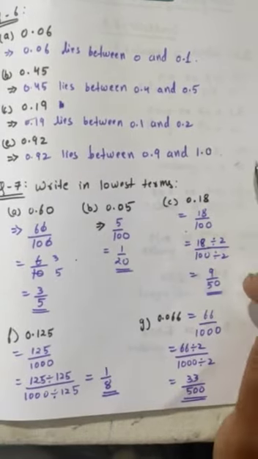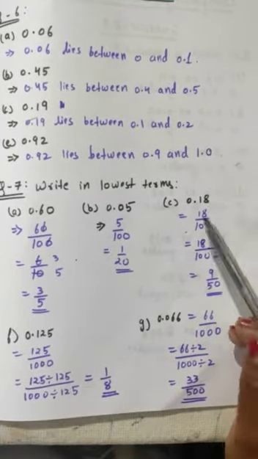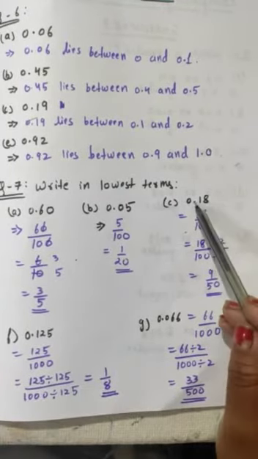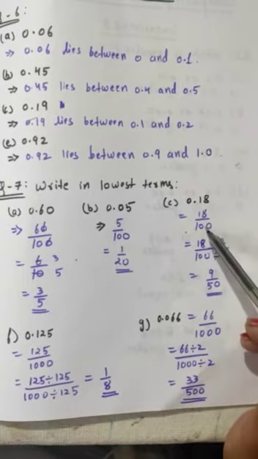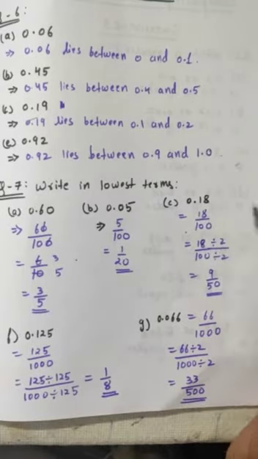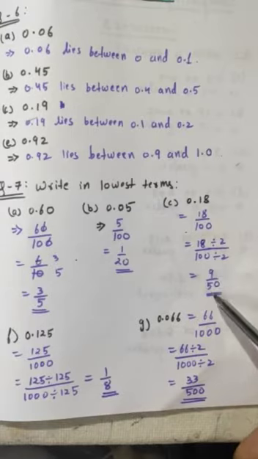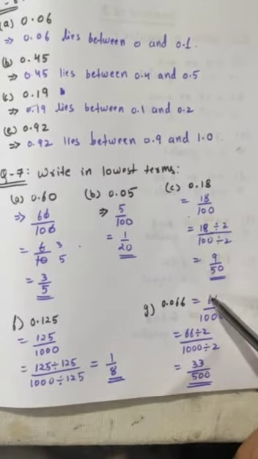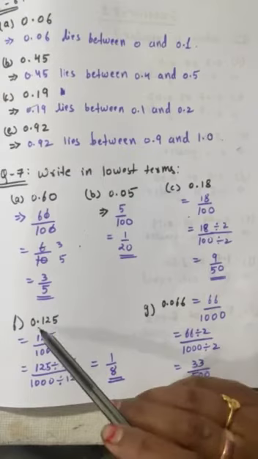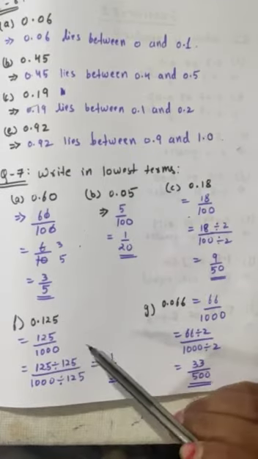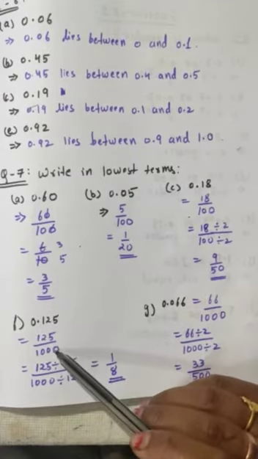Okay, so the next one is 0.18. 0.18 is there, so 18 upon 100 will come. HCF is 2, so the answer will be 9 upon 50. Okay, and then you have 0.125. So 3 digits are there, so 1000 will come.